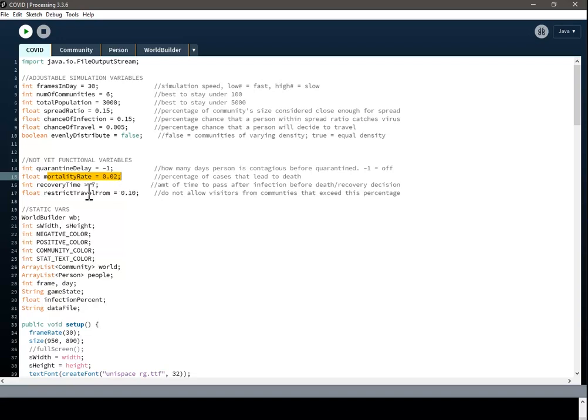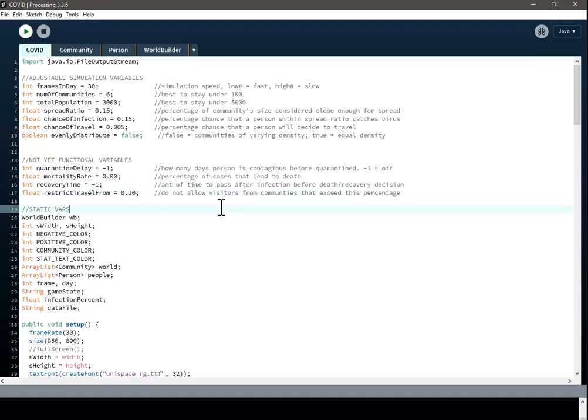And then another variable I was thinking about putting in would be restricting travel. The purpose of this variable, once I get it working, is that perhaps Community A wants to stop letting in visitors from Community B if Community B has more than a certain threshold, a certain percentage of their population infected. So let's say if 5% of Community B has the virus, then Community A should not allow travel from them.